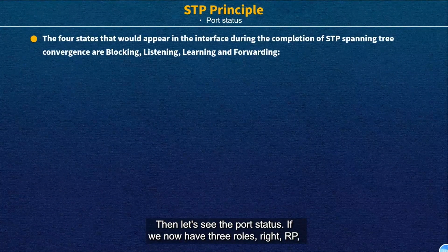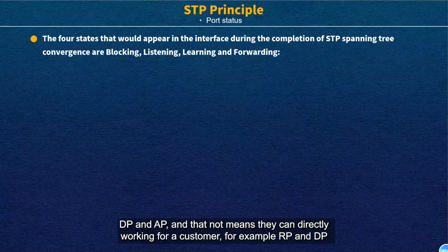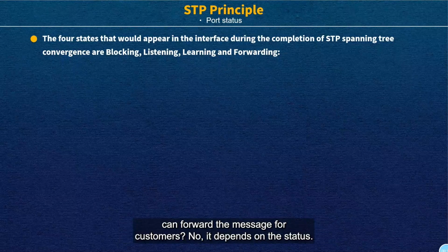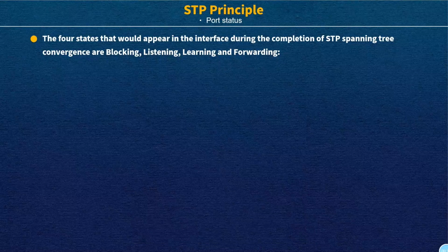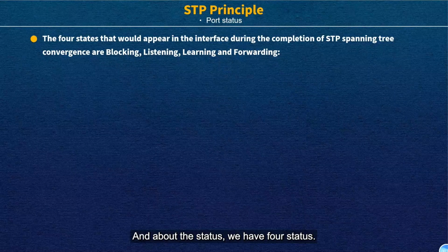Then let's see the port status. We now have 3 roles: RP, DP, and AP, and that does not mean they can directly work for the customer. For example, RP and DP can forward the message for the customer? No, it depends on the status. And about the status, we have 4 states.